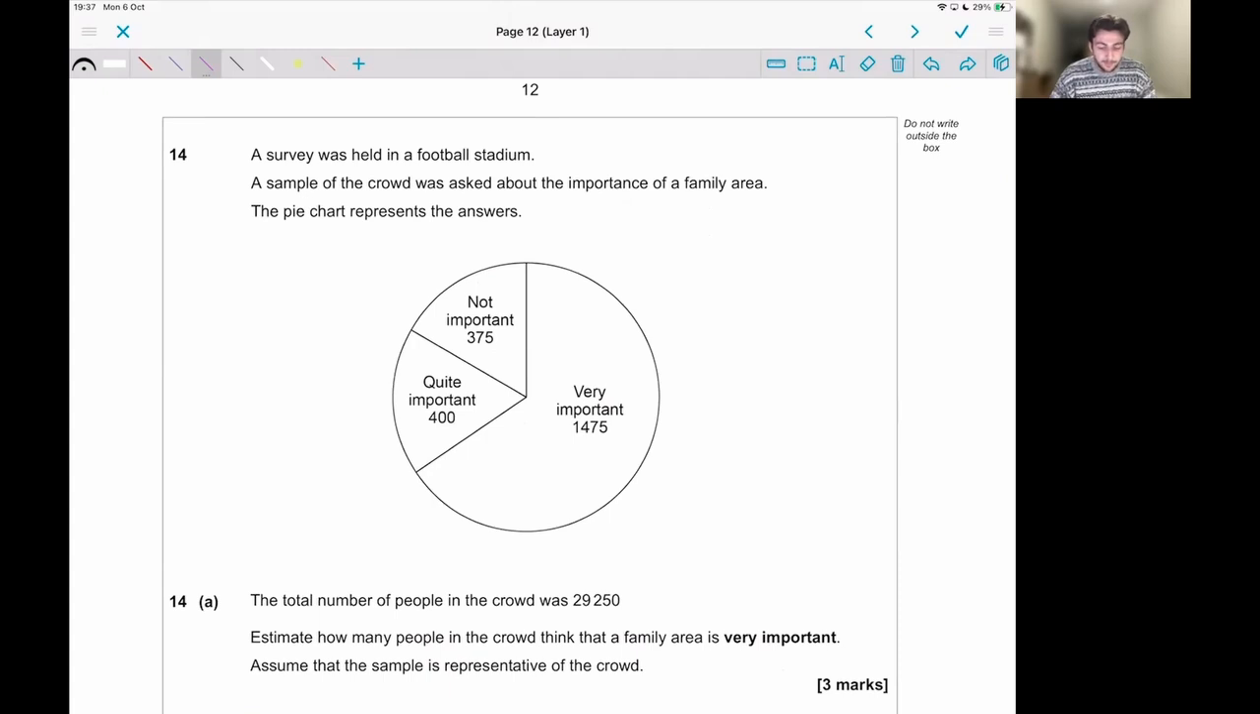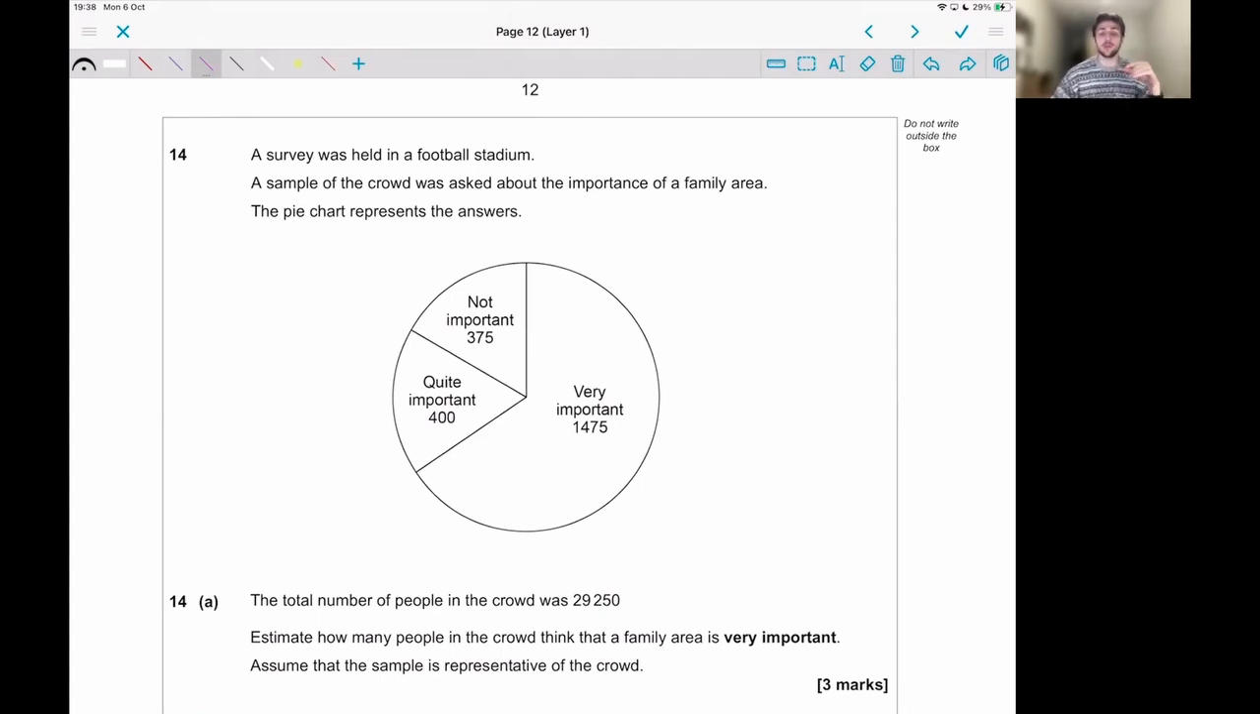Part A. The total number of people in the crowd was 29,250. Estimate how many people in the crowd think that a family area is very important. So the reason it says estimate here is because we didn't ask all 29,250 people. We asked a sample of those people. So we just took a survey of a sample of those people, and these are the results we got. You can see how many people said yes to each of them.